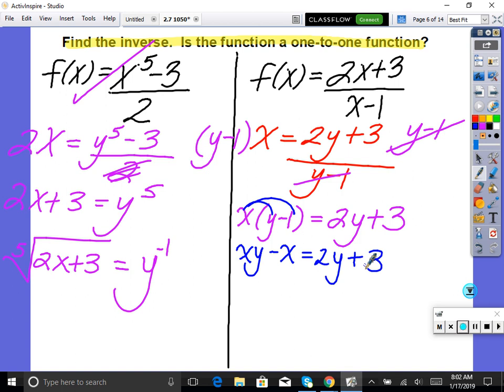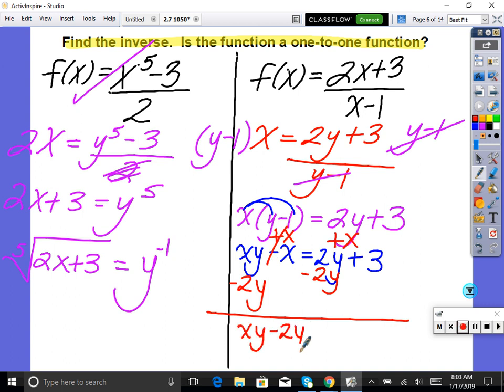Then anything with a y needs to be on the same side, and anything that doesn't have a y needs to move away to the other side. So I'm going to bring this 2y over near this xy. So minus 2y to both sides. Now does this x have a y? No, so at the same time, I'm going to add x to both sides. Now look what's on this left side. My x's are gone. I have an xy minus 2y. Then on this side, I have an x plus 3.